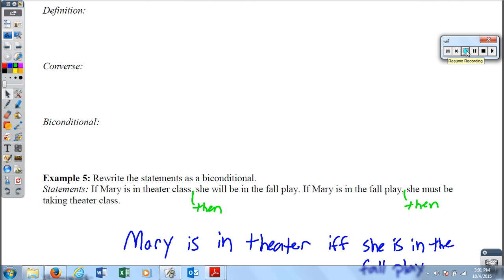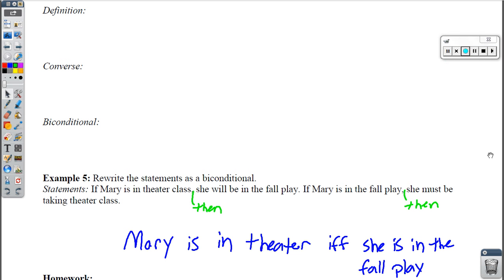And let me remind you, it would have been as legitimate to say that Mary is in the fall play if and only if she is in theater class. So you could switch that around and have the if and only if still between them, but have the first part second and the second part first. Again, the whole point of this biconditional is that you can flip it both ways, and it's true no matter which way you flip it.